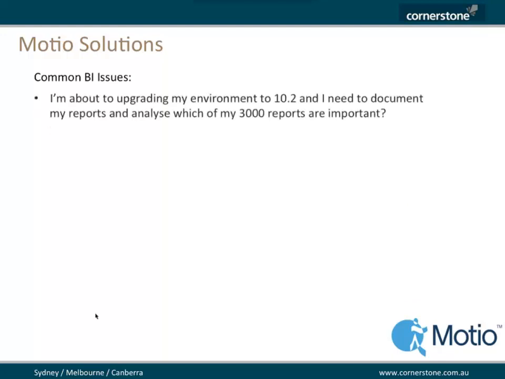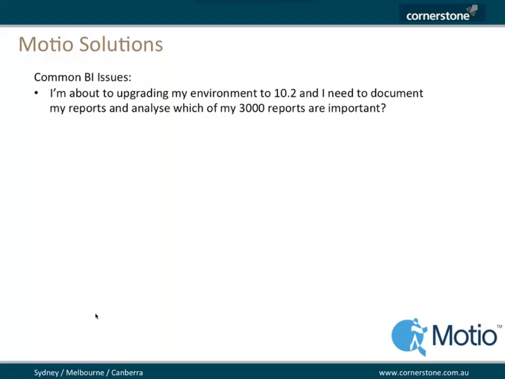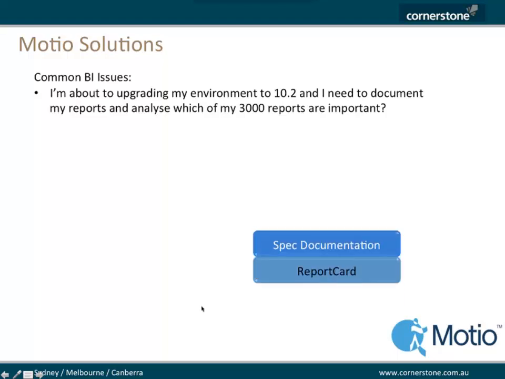The next common business intelligence issue that Motio helps solve is organisations that are looking to upgrade their environment. So, for example, you might be on 8.4 and looking to upgrade to 10.2. You might have hundreds, thousands of reports that you need to analyse and understand before you complete that upgrade process, to really understand, filter down which reports and objects you might upgrade. So another solution that Motio provides is called Report Card, that not only documents your current reporting environment, but also through a number of business rules, actually will score and rate your reports, and also show the commonalities between those reports, so show reports that are duplicated across your BI environment, which is an essential part of an upgrade process.